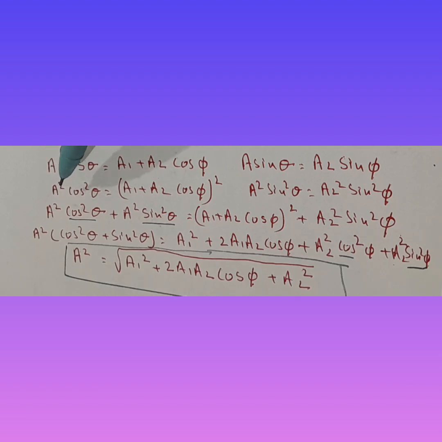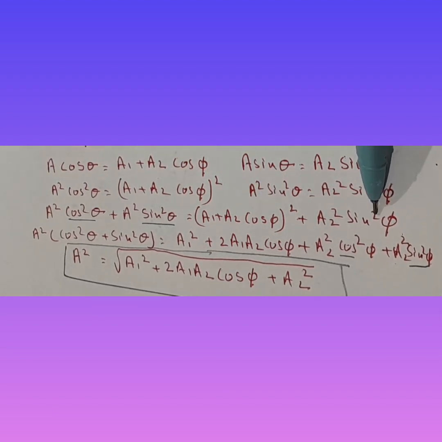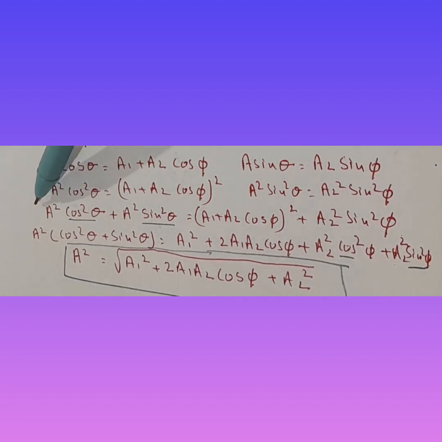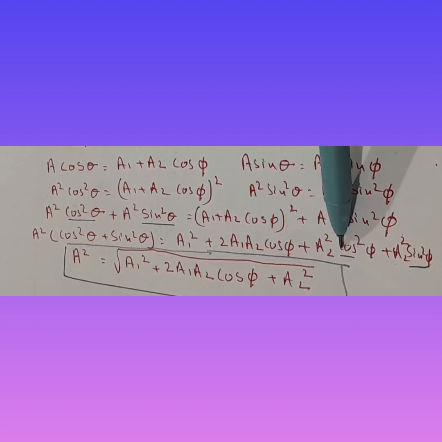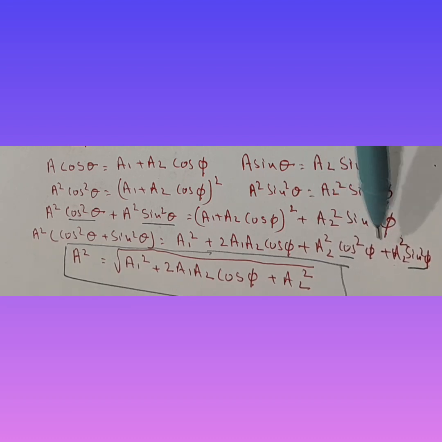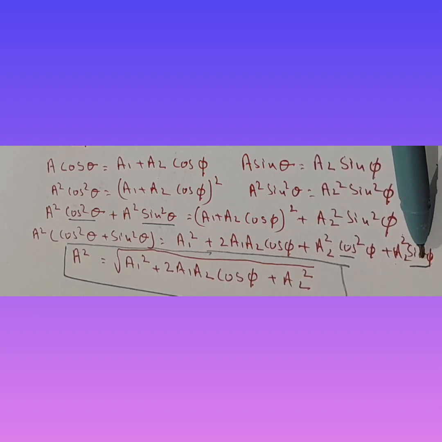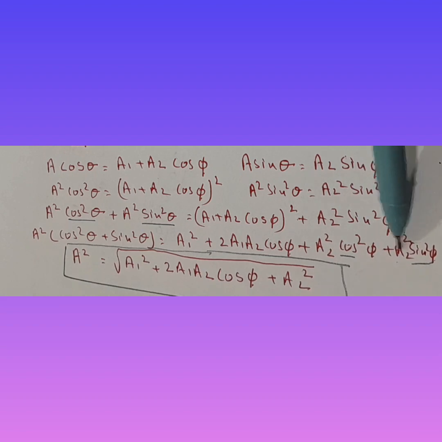On addition, we have LHS added and RHS added. Here we can take A² common. So we end up with cos² θ + sin² θ, which is equal to 1, and here (a1 + a2 cos φ)², if we expand it, gets to a1² + 2a1a2 cos φ + a2² cos² φ, plus this remains as it is, a2² sin² φ. Now again here if we take a2² as common, then it would be cos² φ + sin² φ, which would be 1.